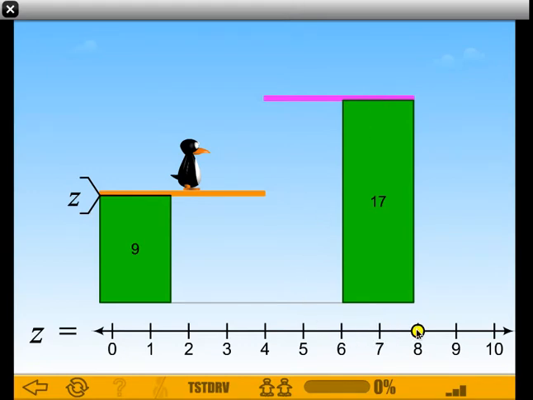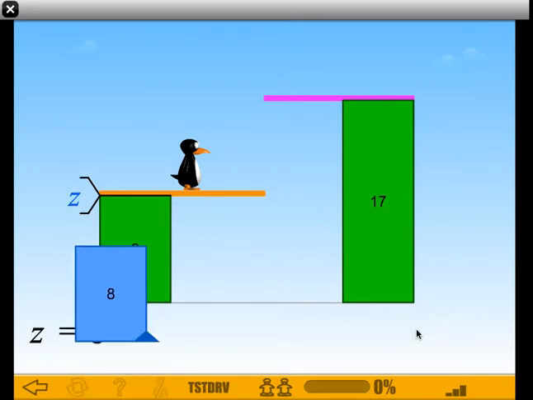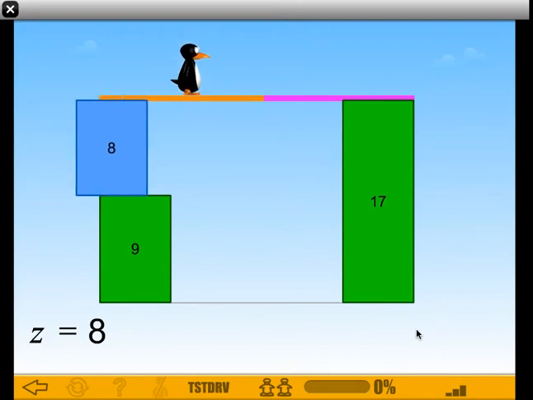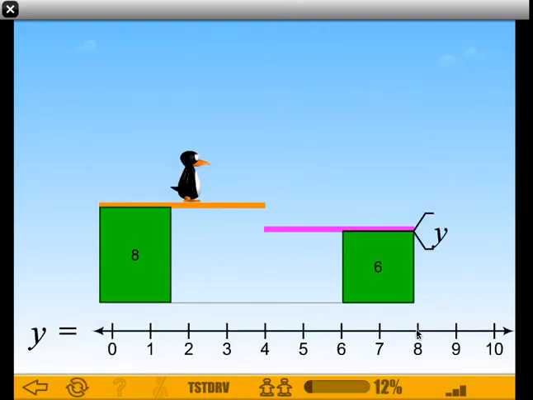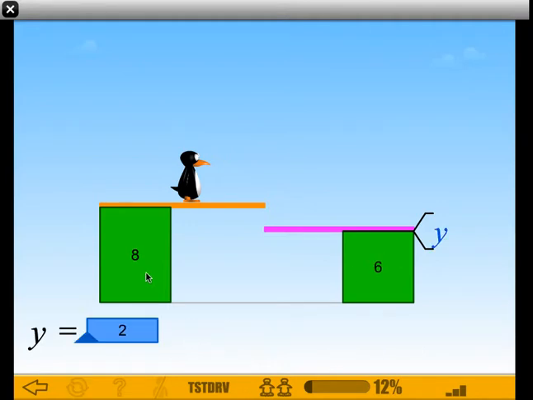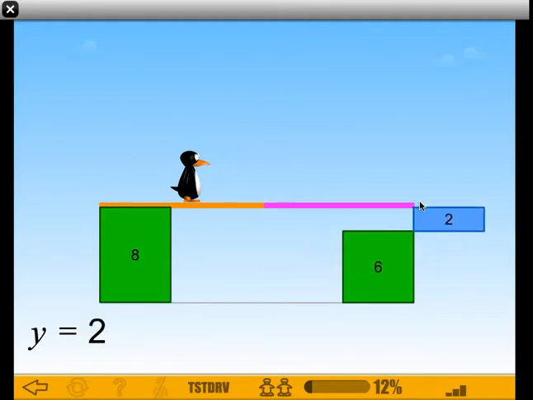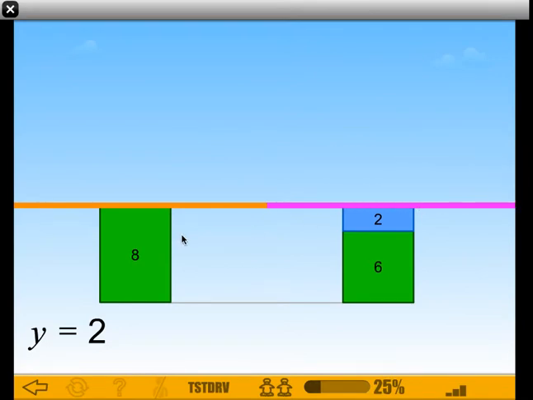So in this case, we know that it is 8, and so we can stack those up, and GG makes it to the top. Okay, over here we have a total of 8. We have a value of 6, an unknown value y, which would be 2, because 8 minus 6 is 2, and that adds up to 8.